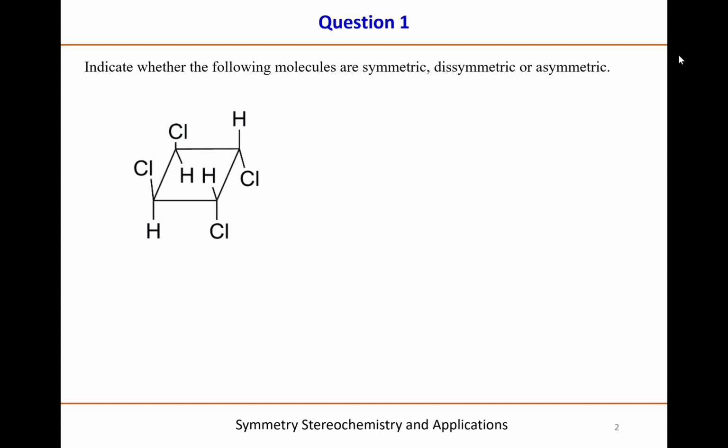Here question number 1 is there, and the question is: indicate whether the following molecules are symmetric, dissymmetric, and asymmetric. So first of all, you should understand what is symmetry, what is dissymmetry, and what is asymmetry. You should know the difference between the symmetry, asymmetry, and dissymmetry of the molecule. What do you mean by symmetry?